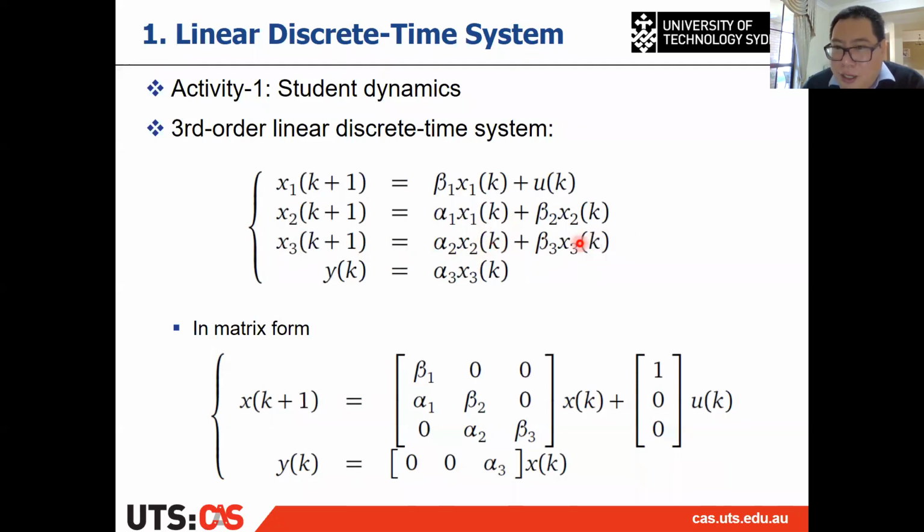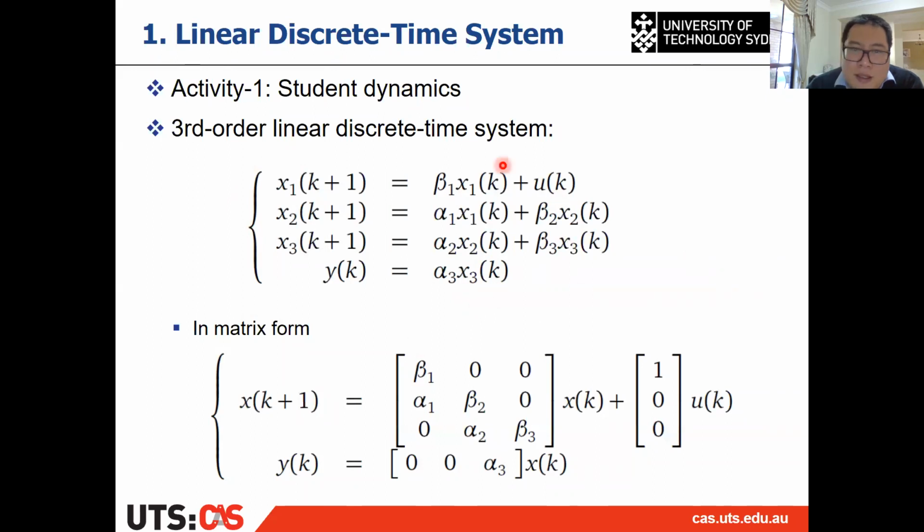And the other part are the failures in year 3, which is beta 3 times x3k, right? Then we have the relationships between x1, x2, x3k plus 1 to the x1, x2, x3k, and also the u, right? And the output are the graduates. Graduates means if we have a promotion rate for year 3, then yk is equal to alpha 3 times x3k, right? Then we write all the difference equations already.